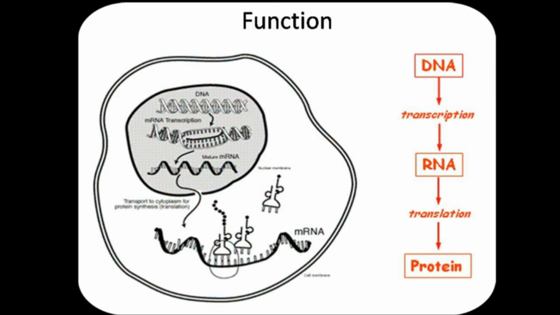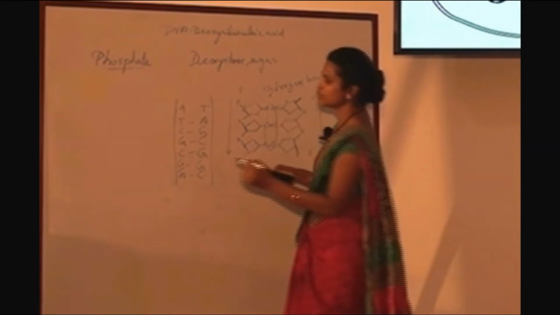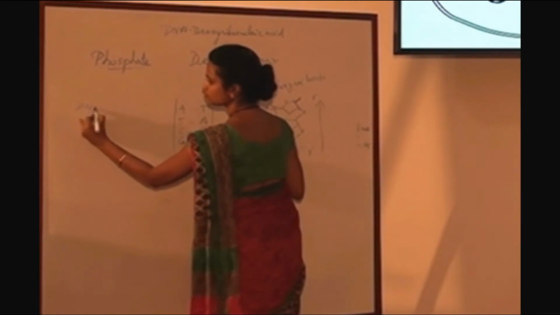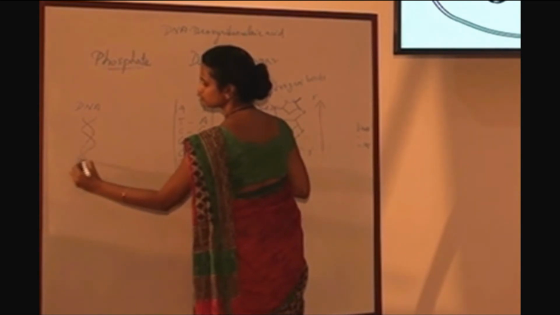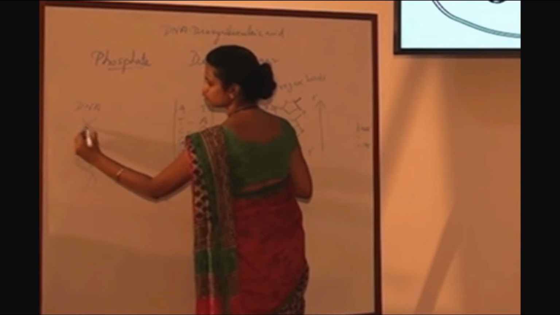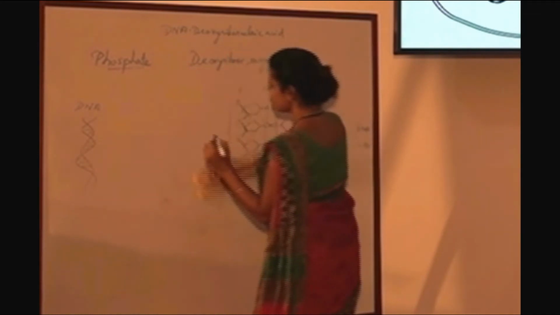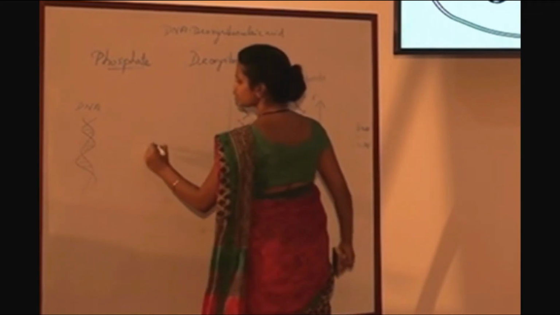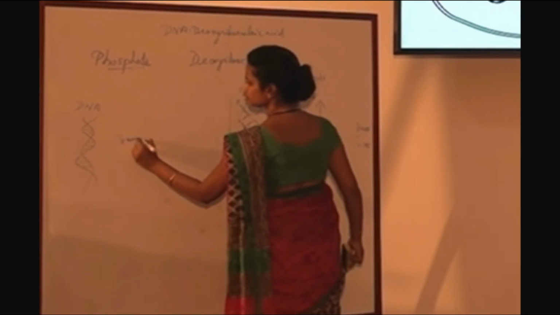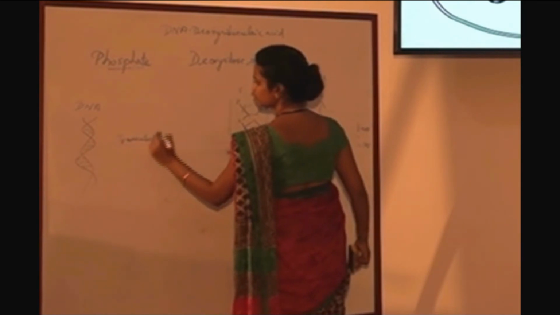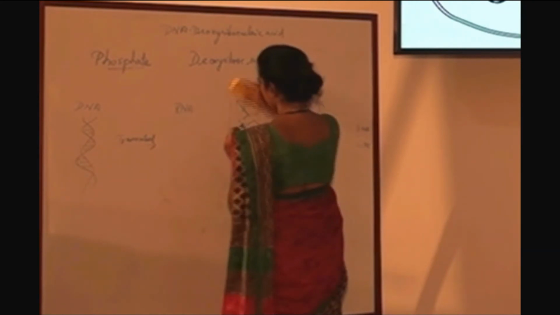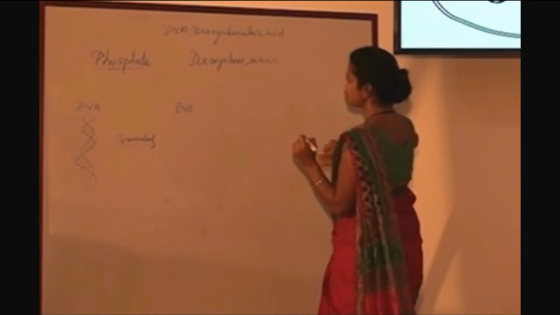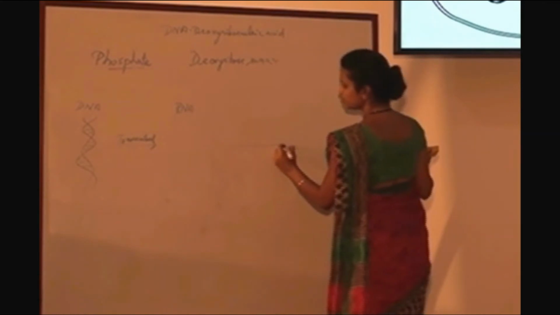Now we saw the structure of a DNA. It is a double helical structure. Now this DNA is going to be transcribed to RNA, and now this RNA is going to be translated to protein.